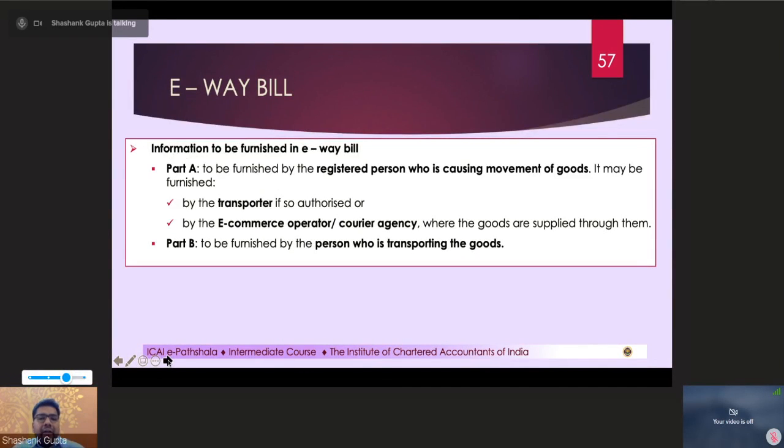So, part A of e-way bill, the information can be furnished by the registered person who is causing movements. It could also be furnished by the transporter or the courier agency. Part B, that is the vehicle details, will be available with the transporter. So, part B details are to be filled by the person who is transporting the goods.